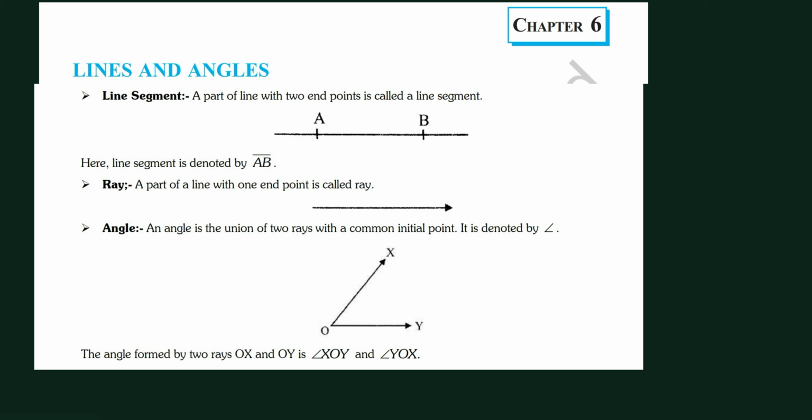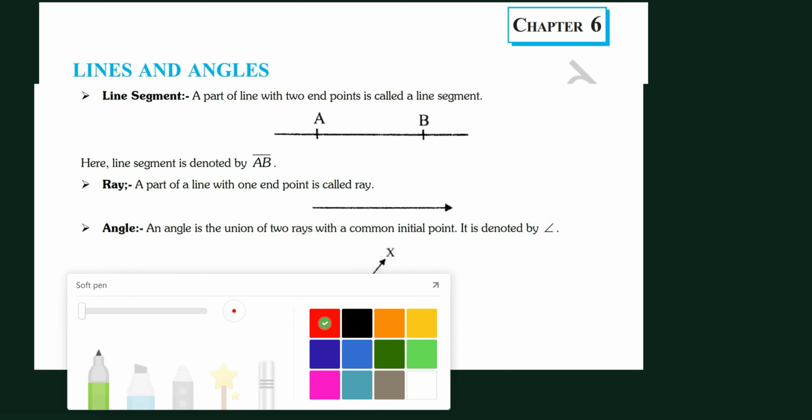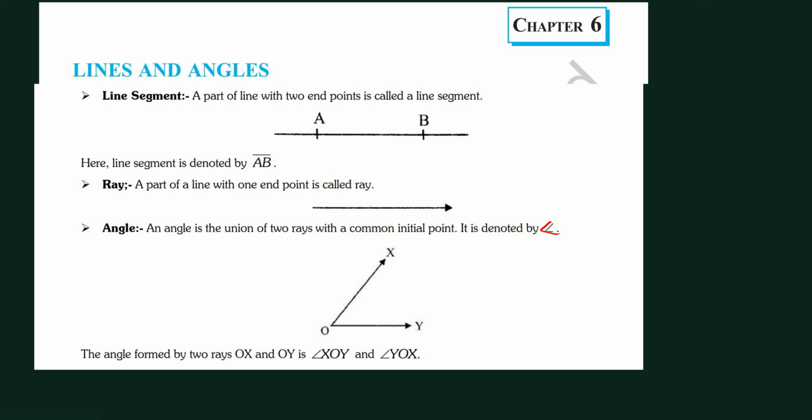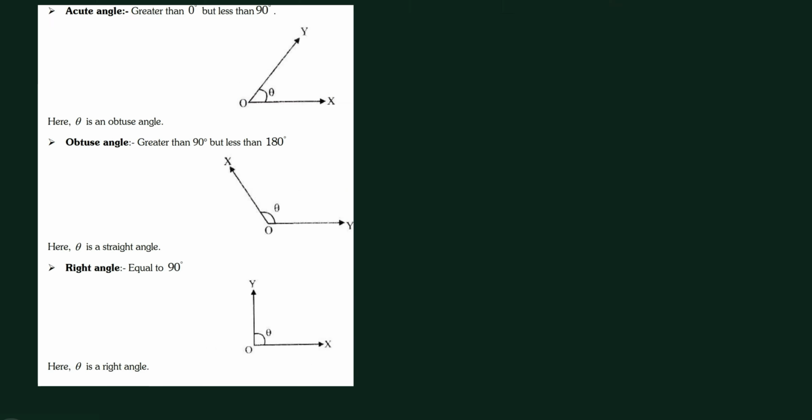An angle is a union of two rays with a common initial point. It is denoted with this letter. This is a union of these two rays. Ray OX and ray OY meet at the point O and make one angle. So we can read it as angle XOY or angle YOX. An angle is denoted by an L shape.